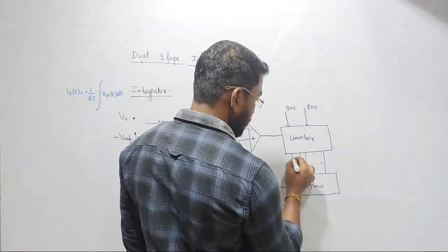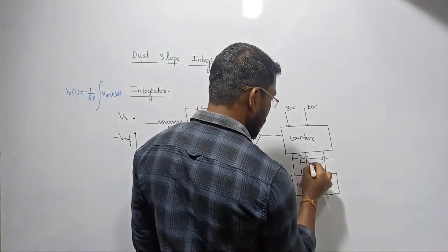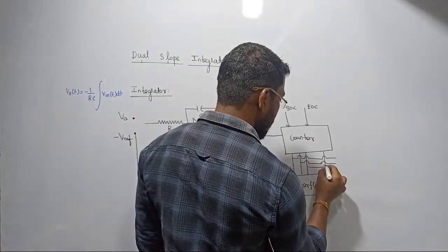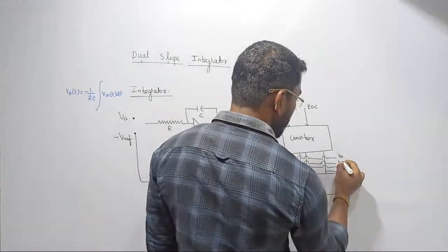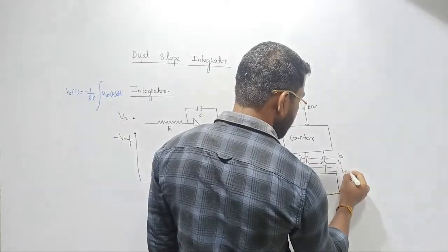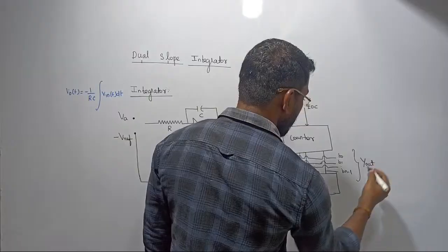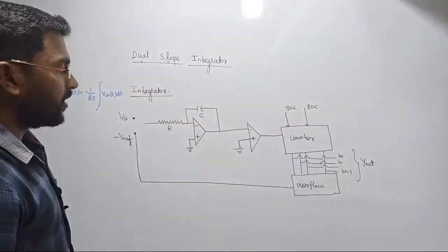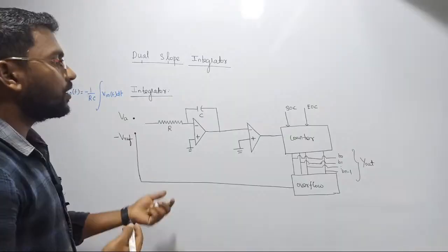And where are we going to receive the output? Of course you can collect the data from here once again. There is no issue. You can start from B0, B1, and run up to Bn minus 1. So this is the point where we are going to receive our output. Now let us try and understand the operation. There are no big things to understand. This is simply called a dual slope integrator.